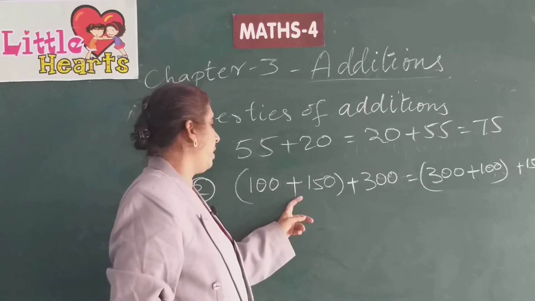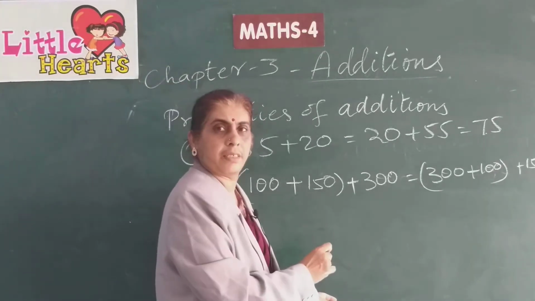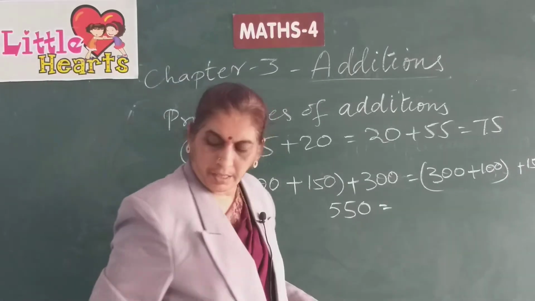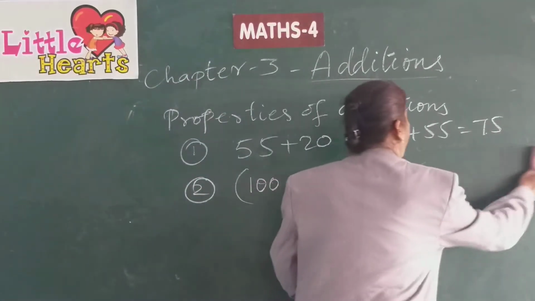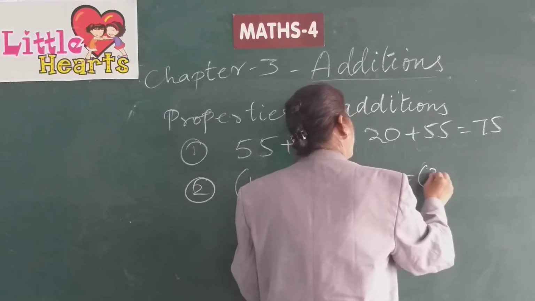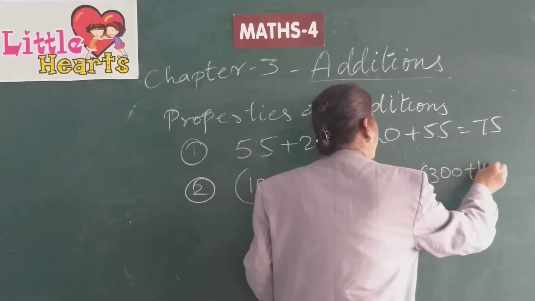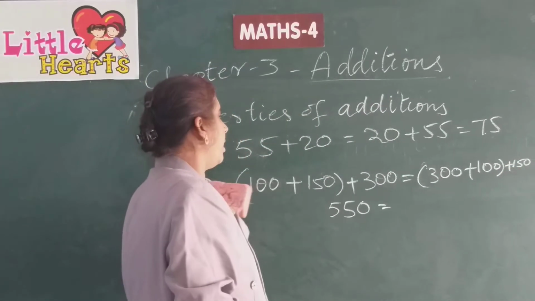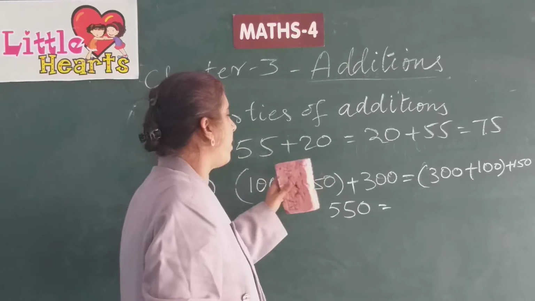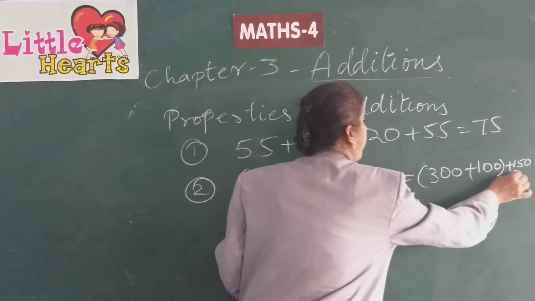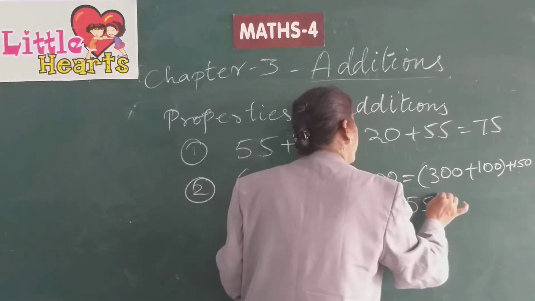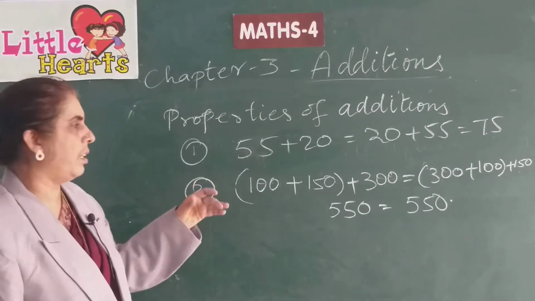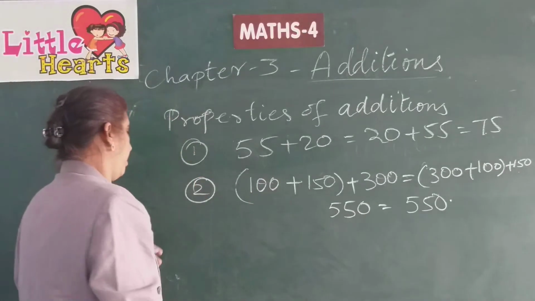100 plus 150 is 250, plus 300 is 550. Now we change the order of the numbers that we have added: 300 plus 100 is 400, plus 150 is also 550. So if two or more numbers are added in any order, the sum will not change.